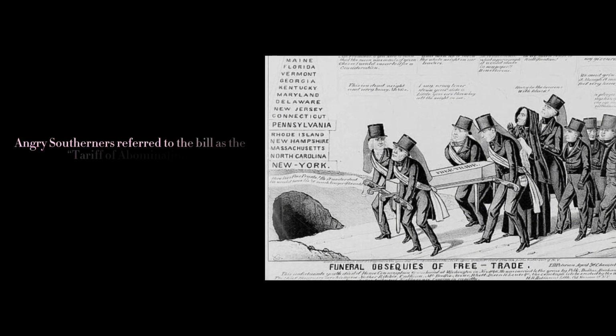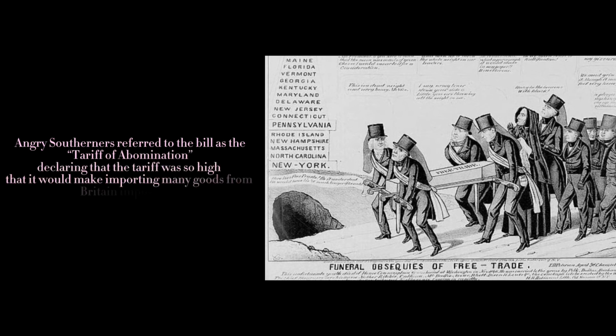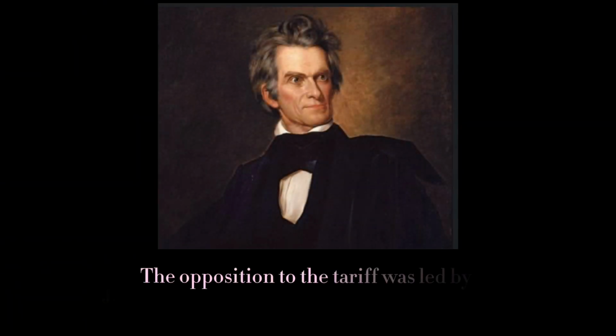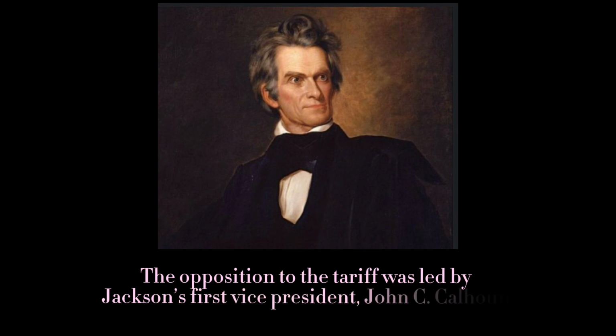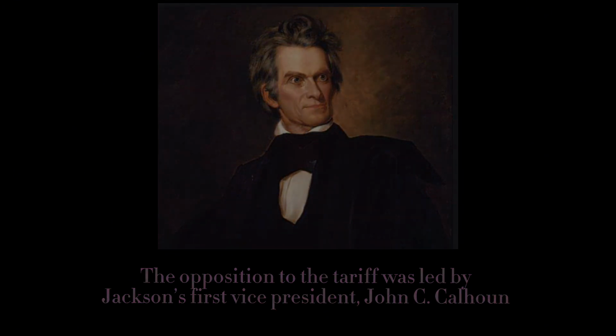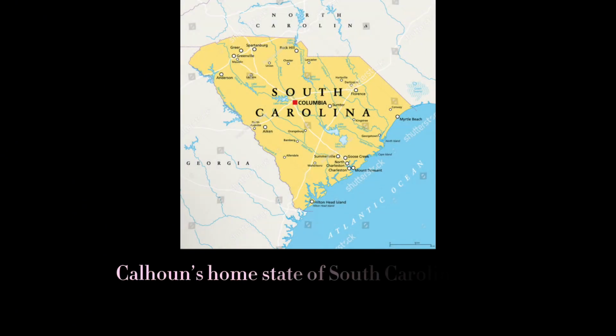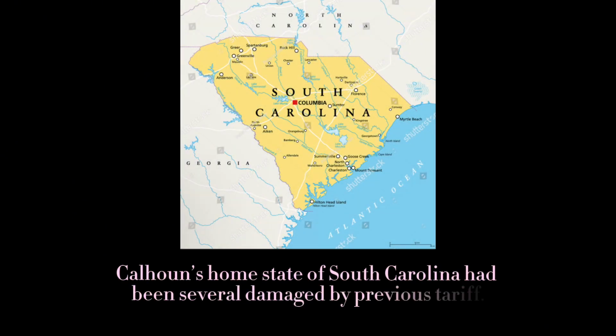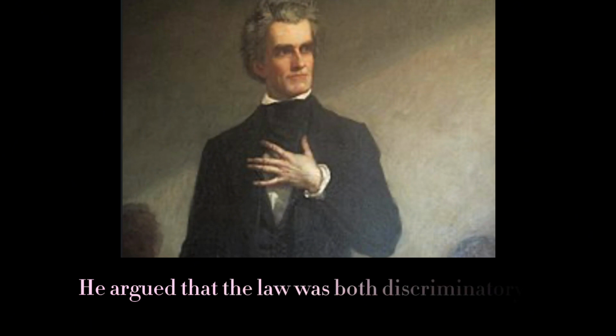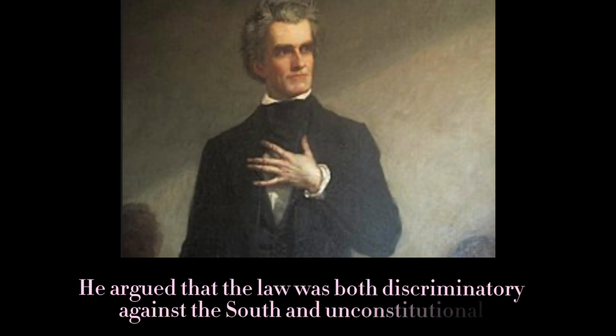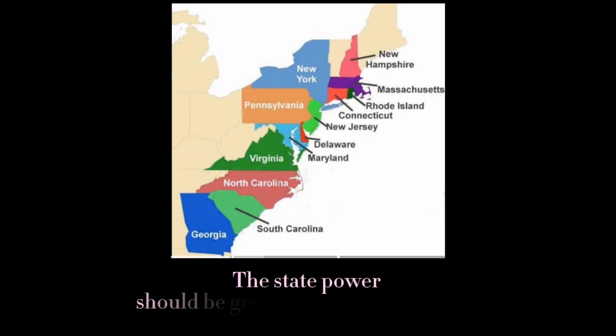Angry Southerners referred to the bill as the Tariff of Abominations, declaring that the tariff was so high that it would make importing many goods from Britain impossible. The opposition to the tariff was led by Jackson's first vice president, John C. Calhoun. Calhoun's home state of South Carolina had been severely damaged by previous tariffs. He argued that the law was both discriminatory against the South and unconstitutional, and that state power should be greater than federal power.